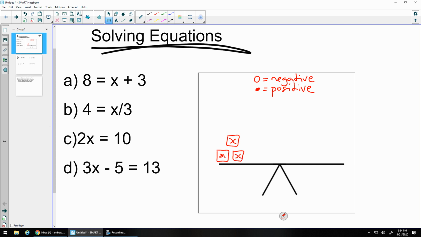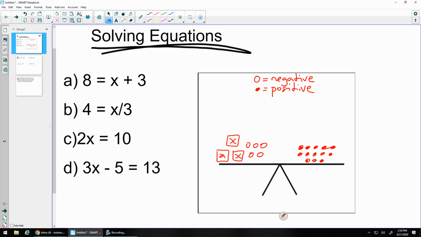Okay, so remembering back to integers and integer chips. So I have 5 negatives, 3, 4, 5. And on the right side, I have 13 positives. 1, 2, 3, 4, 5, 6, 7, 8, 9, 10, 11, 12, 13. Okay, so on the left side, I want to get just one x there.